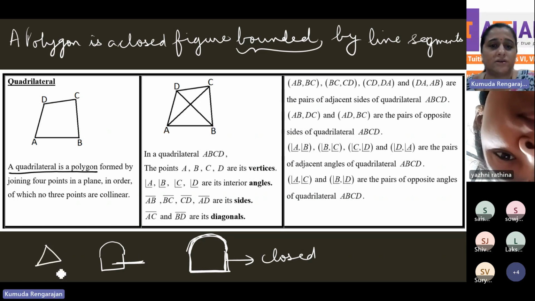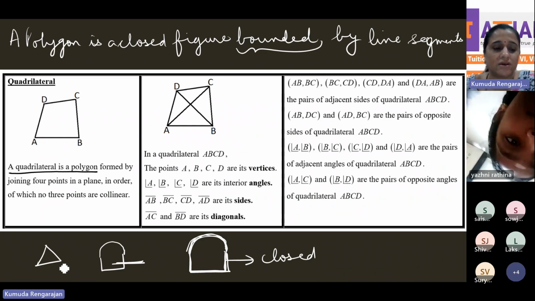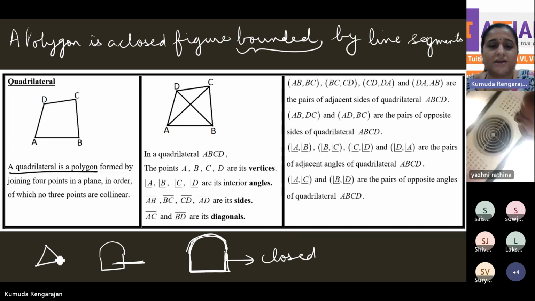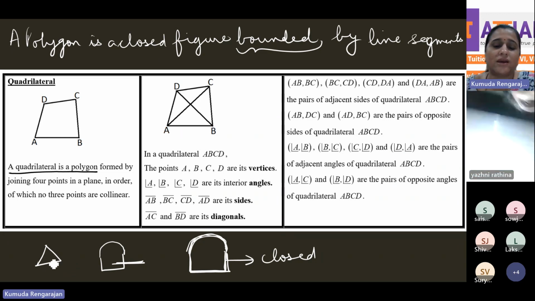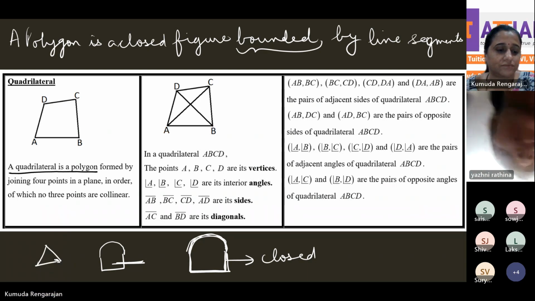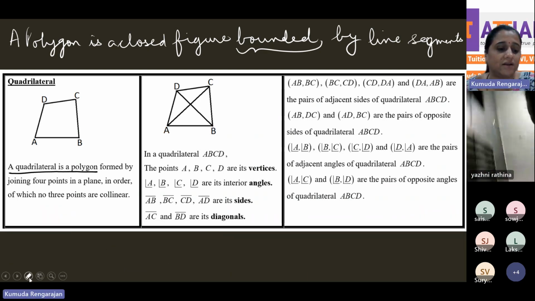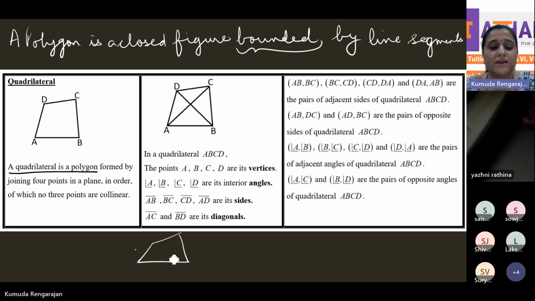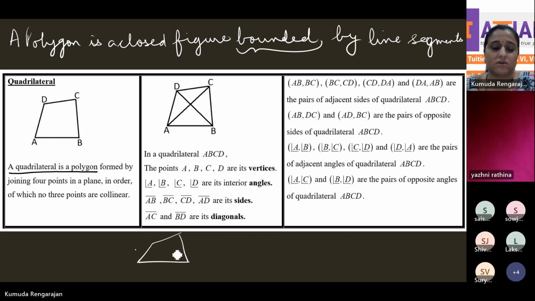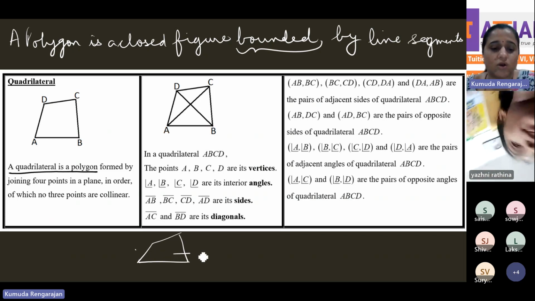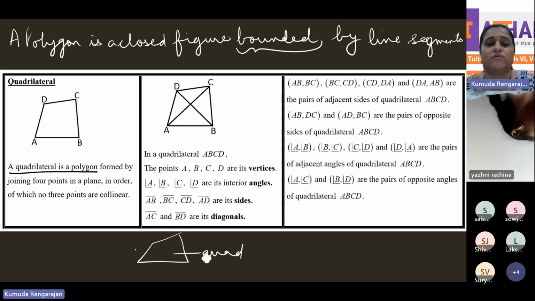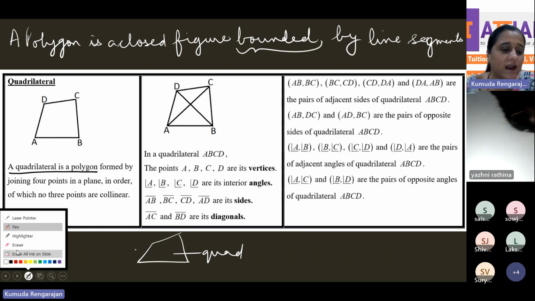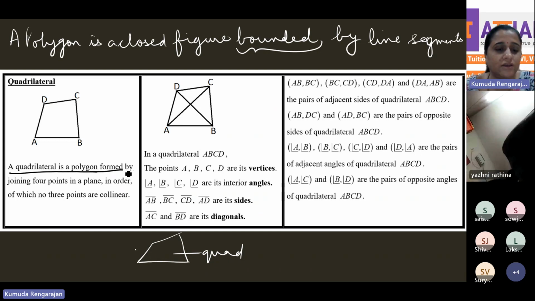So a triangle is a polygon. A triangle is a polygon because a triangle is a closed figure and it is made up of line segments. And a triangle has 3 line segments. Similarly, a quadrilateral is a closed figure, and it is made up of line segments only. So a quadrilateral is a polygon because it's a closed figure and also because it's made up of line segments only.